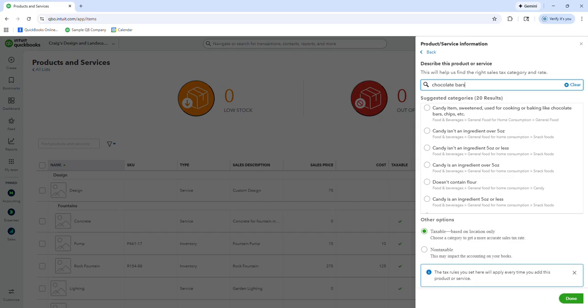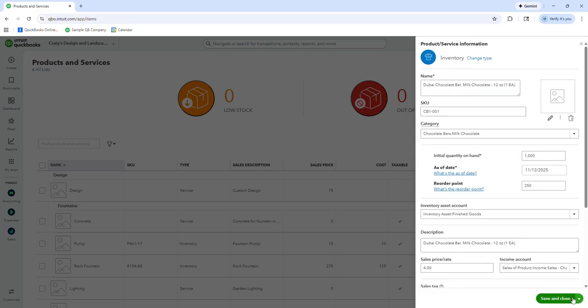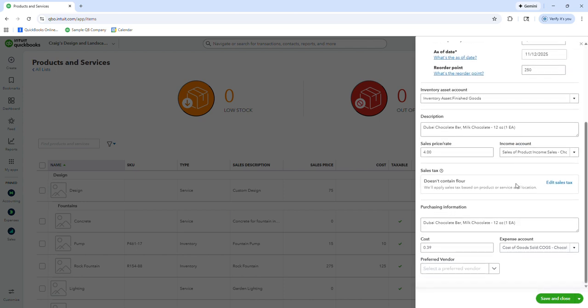So for now, I'm just going to keep it as a taxable item. I'm going to say the chocolate bar doesn't contain flour. And so QuickBooks will know what to do depending on the state and all these other factors.